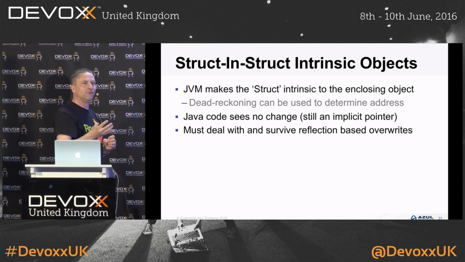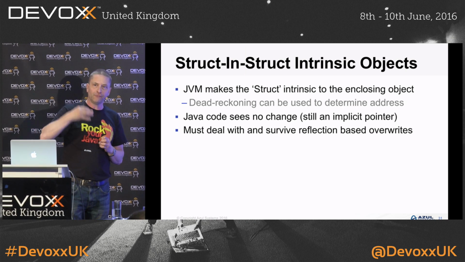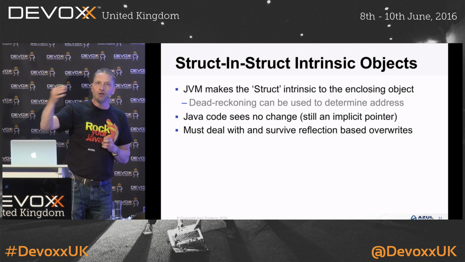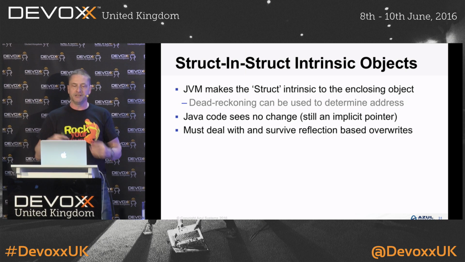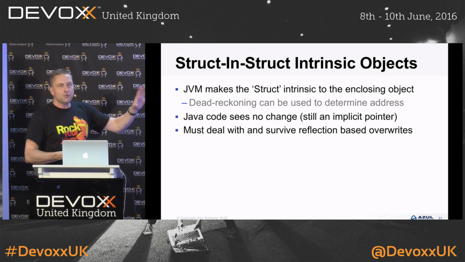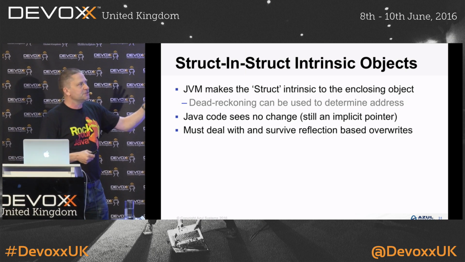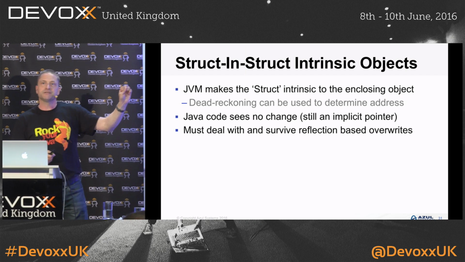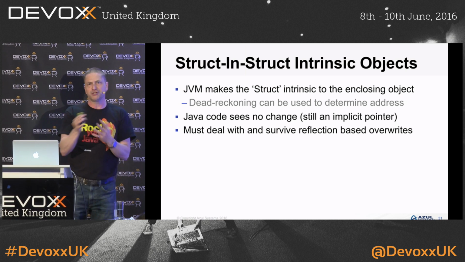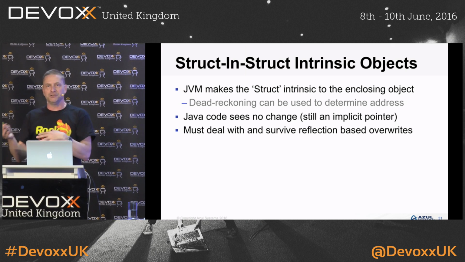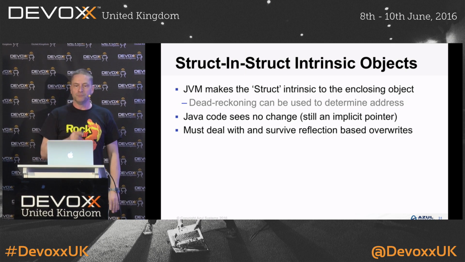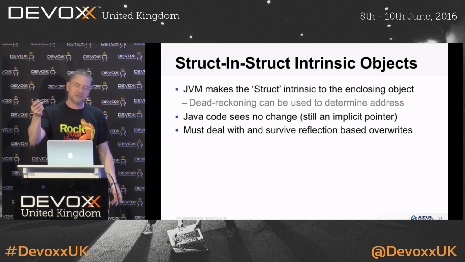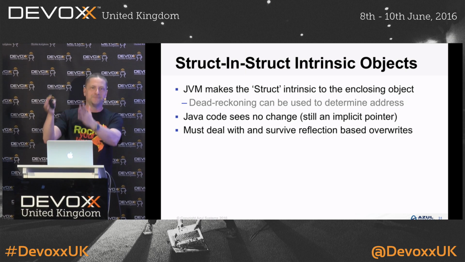Now, from the point of view of the Java code, nothing changes. We still have a reference to endpoint 1, we still have a reference to endpoint 2. And so we can follow those in exactly the same way that we do with other object references. We can use them in exactly the same way. No code changes required for that. Still an implicit pointer. The only thing that's a bit tricky with this is that we have to survive reflection overwrites, because reflection allows you to do some stuff which is a little bit messy. As long as you're not using reflection, none of these problems exist, so we don't need to worry about it. What's that? Or unsafe. Or unsafe, yes. Yes, if you don't, but it's unsafe, so we won't use it.